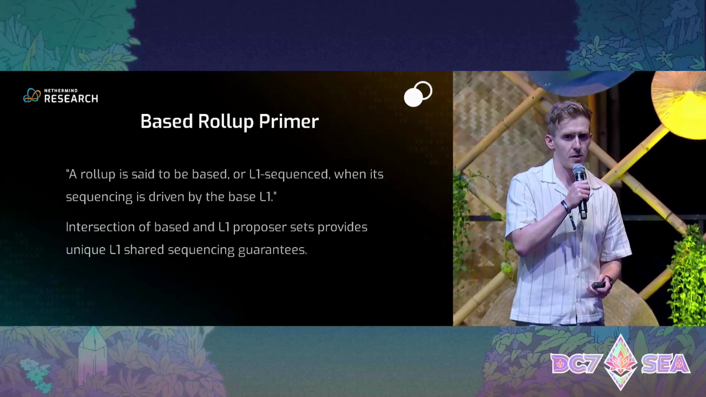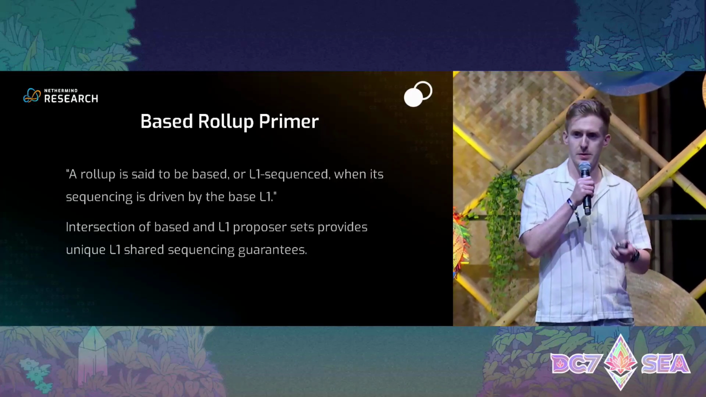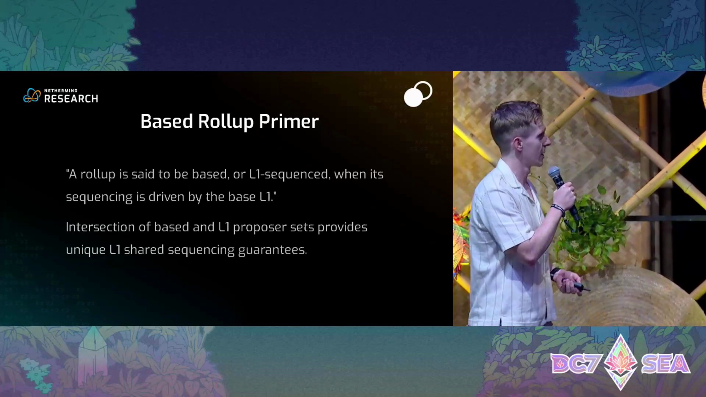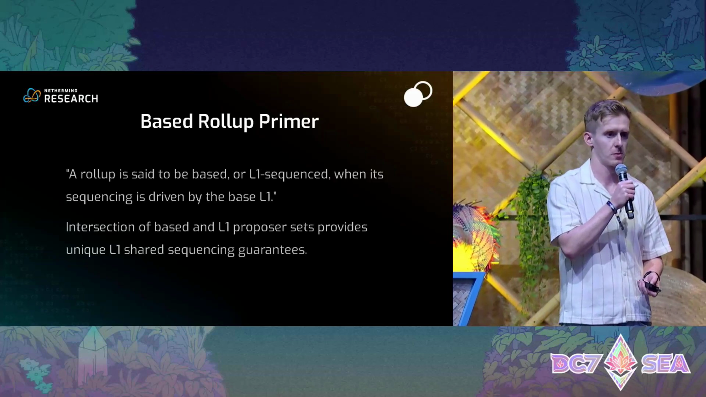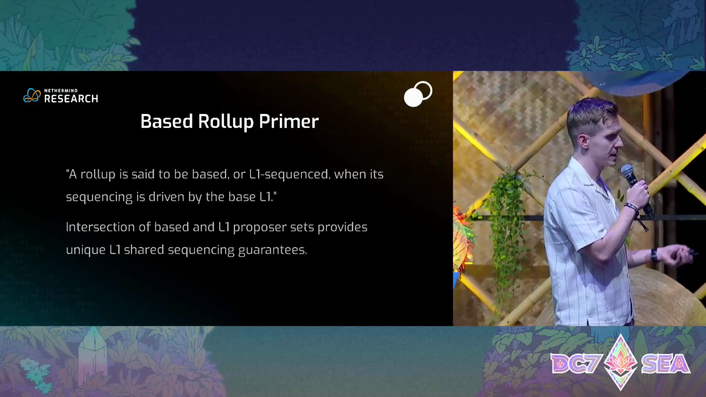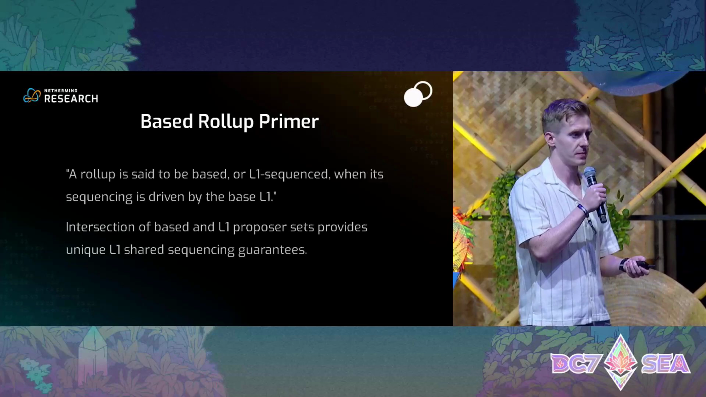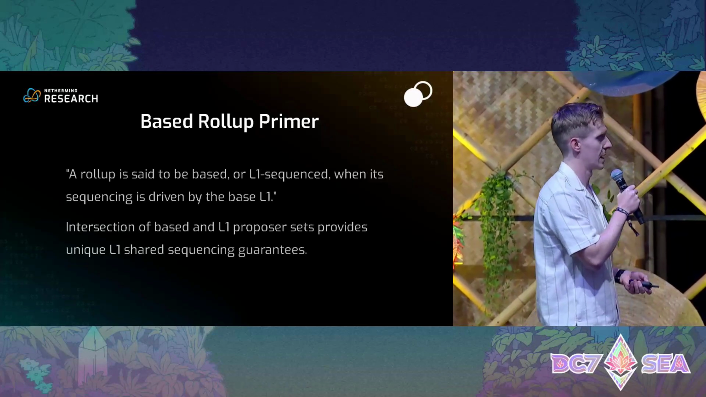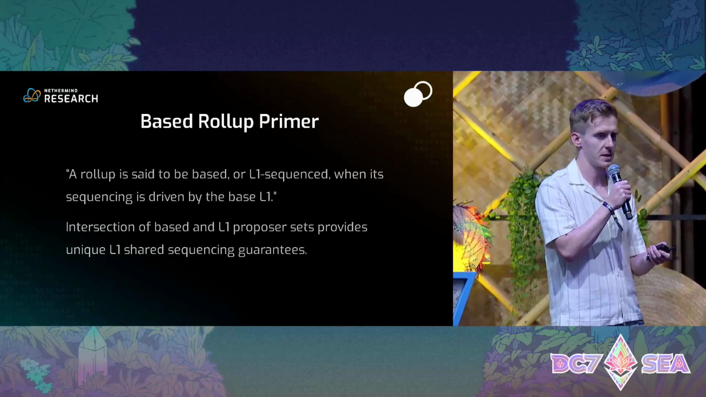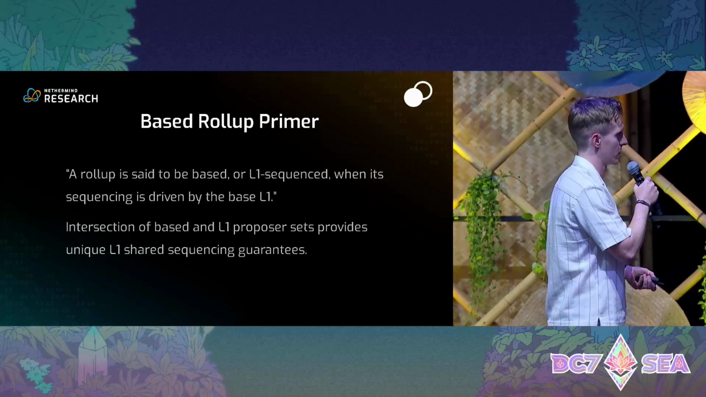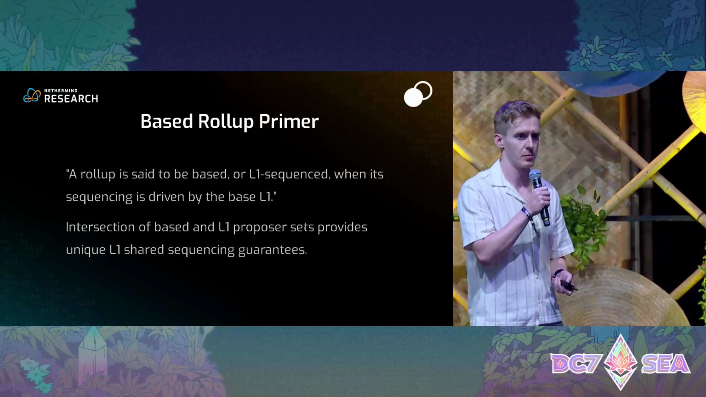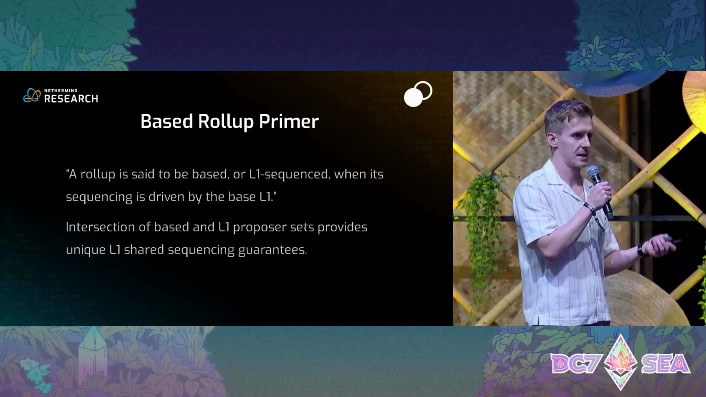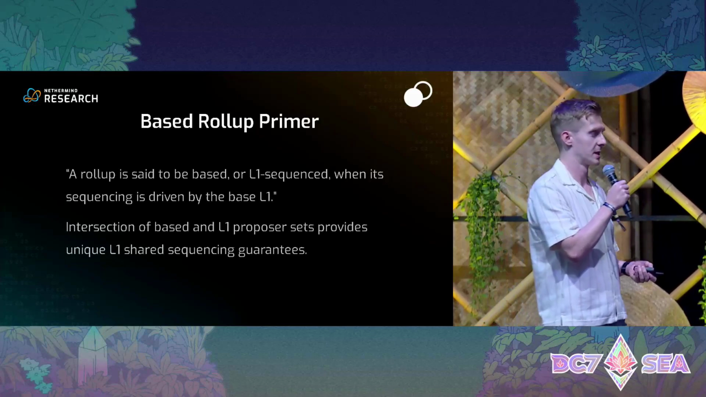So a quick primer on base rollups for anybody who isn't aware: a rollup is said to be based or L1 sequenced when its sequencing is driven by the base L1. So basically the L1 proposers are in charge of proposing the blocks for this rollup, and the rollup derives its state from the sequence of transactions that appear on the L1. Now, you could squint and say that most rollups are like that already, but the key thing is that the L1 proposers aren't supposed to be sequencing the chain.